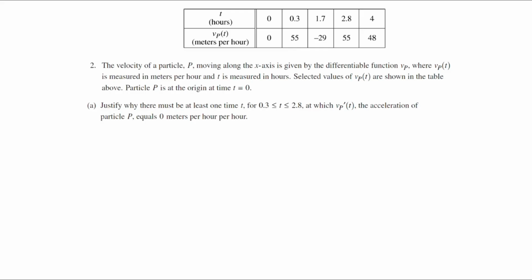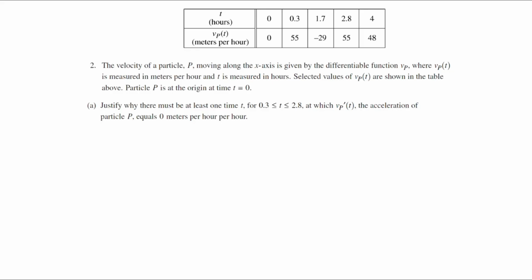All right, this is question number 2 from the 2019 AP Calculus AB exam, and it's a motion problem, and they've given us a chart here telling us the velocity of a particle p moving along the x-axis. We're told that v sub p is a differentiable function, and that v is measured in meters per hour, t in hours, and we know that the particle is at the origin at t equals 0. The first question asks us to justify why there must be at least one time t from 0.3 to 2.8 where the acceleration, or the derivative of v, is equal to 0.